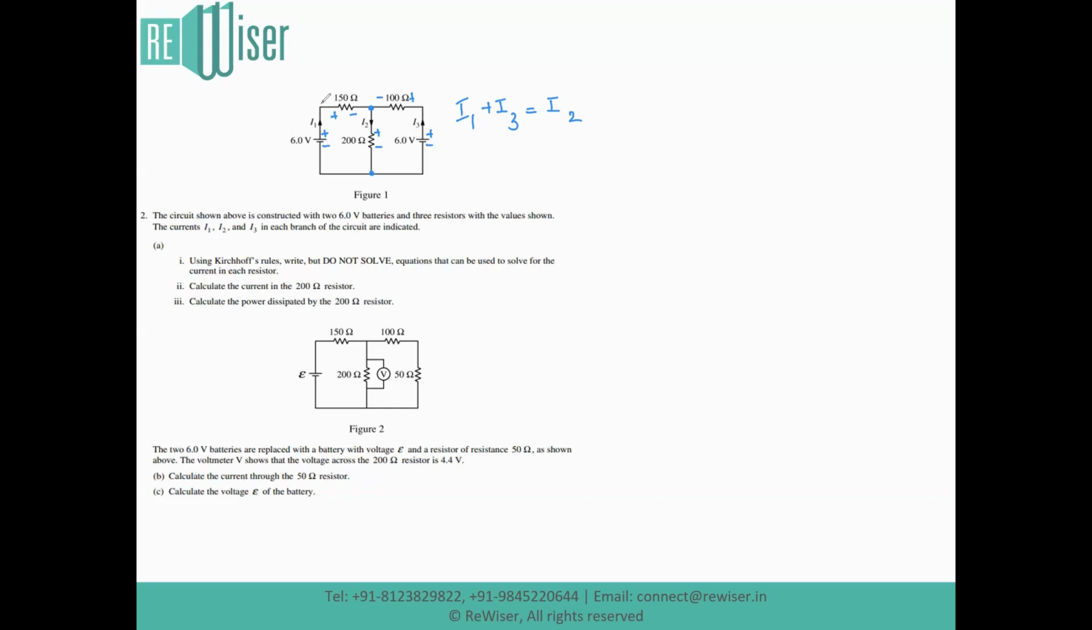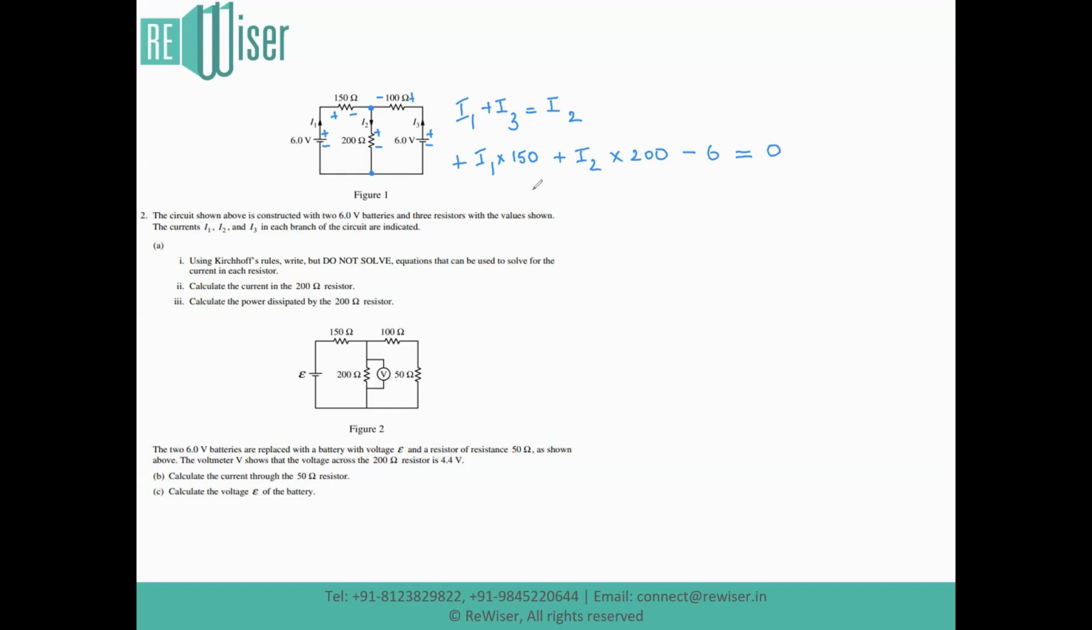Now, we can start from the top left corner for the first loop and go clockwise, and we start to write our equations. Plus I1 times the resistance, that is 150 ohm, going ahead, plus I2 times the resistance 200 ohm, minus the voltage 6 volt, gives us back to our original point, giving me the total change in EMF, voltage, and potential difference as stated to be 0. This is Kirchhoff's voltage law.